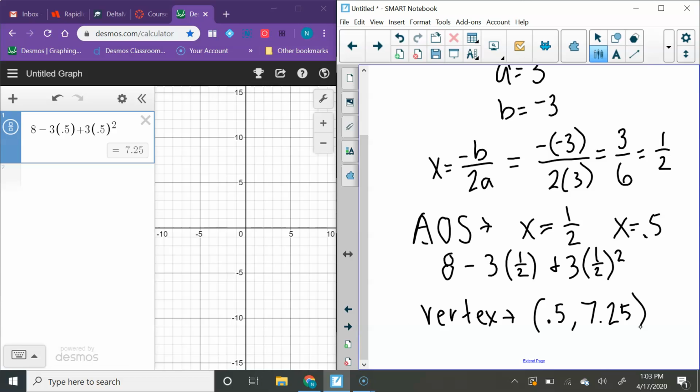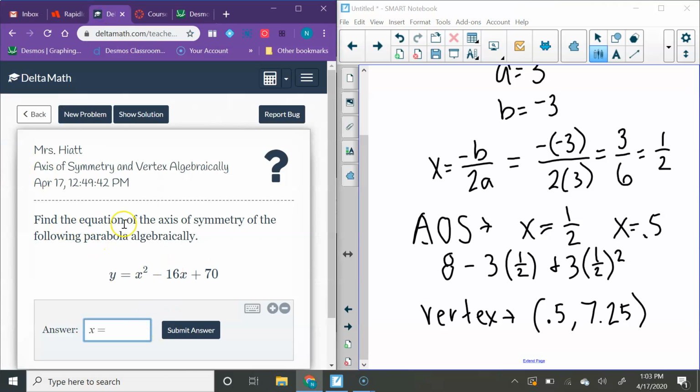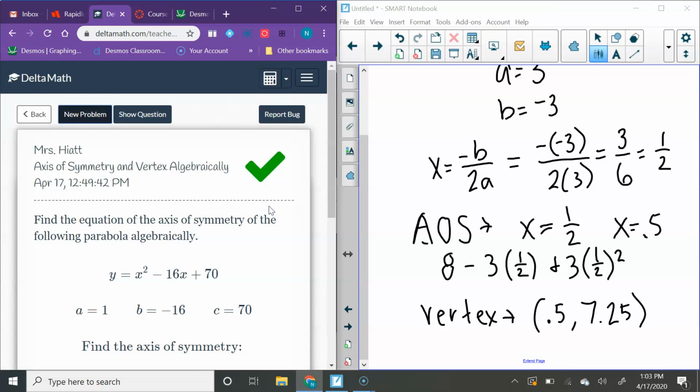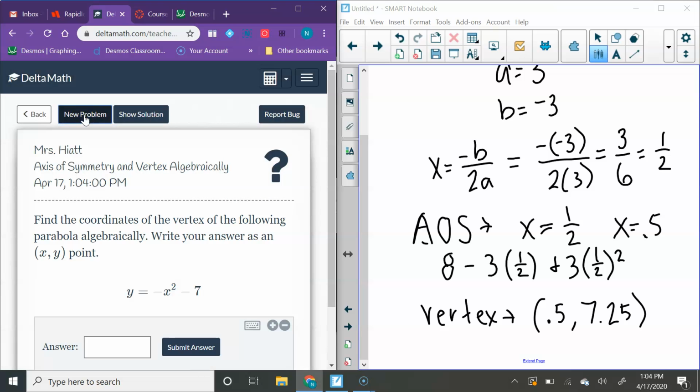Okay, so those are the two things that you'll be asked for on your Delta Math assignment. So just read carefully. Like here, whenever it says find the equation of the axis of symmetry of the following parabola, you would do negative 16 over 2 times 1. So that'll be positive 16 over 2, which will give you 8. So if you check, you'll type in x equals 8. Yes, that is correct. It'll give you another problem.